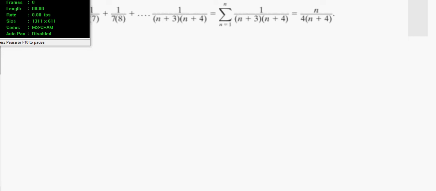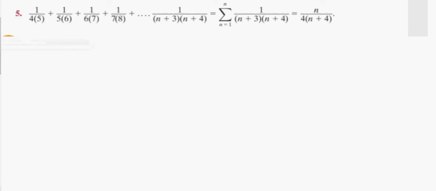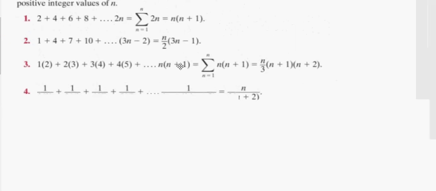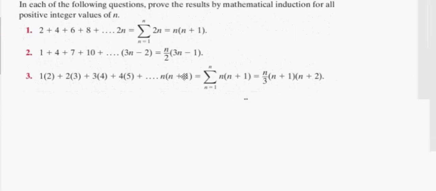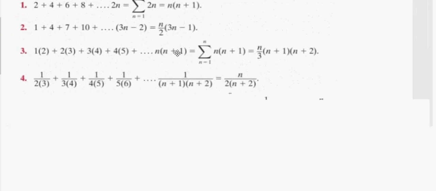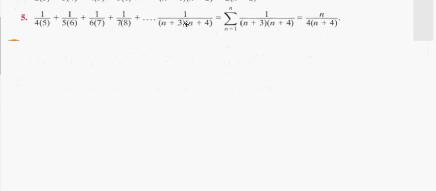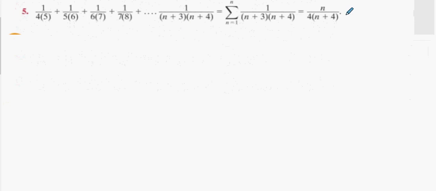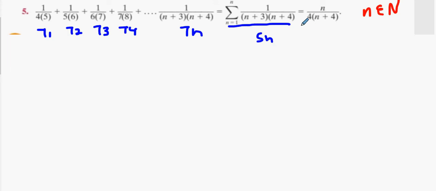Okay lads, so now we're on to question 5, and once again we're using in each case prove by the results from mathematical induction for all positive integer values of n. So we're proving for n element of N, so all natural numbers. Okay, so once again we're going to go through what we've done the last couple of times. This is t1, that's t2, that's t3, that's t4, that's tn. This here means Sn, this here also means Sn.